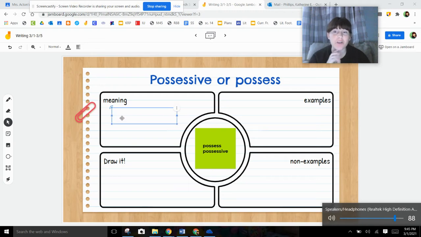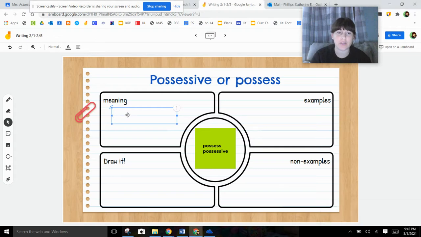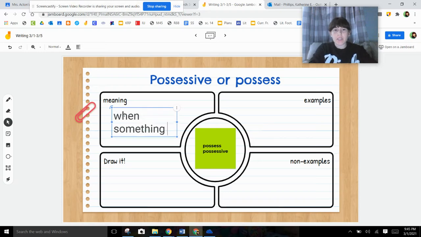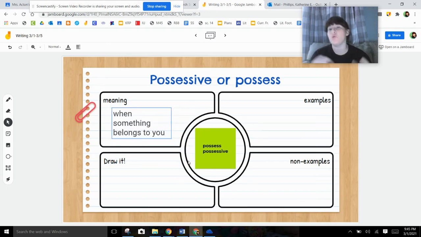Now pay attention because you're going to be creating this. This is a slide in the Nearpod that you're going to get next, and you're going to fill in all of these spots as a draw it slide. So make sure you're paying attention to what Miss Acton is doing. The meaning of possessive or possess is when something belongs to you. It means you possess it. You are possessive over it.